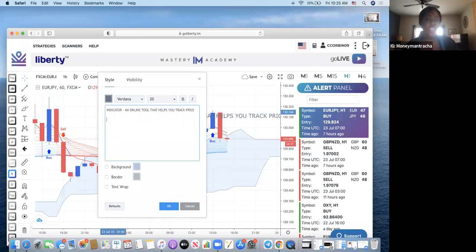There are literally hundreds and hundreds of indicators, but the ones that we typically see the most are about 6, 7, 8. We only use about 8 if you use IM Academy and the strategies that are preset here. So the indicator is an online tool that helps you track the price. And a strategy is 2 or more online tools that help you track price.